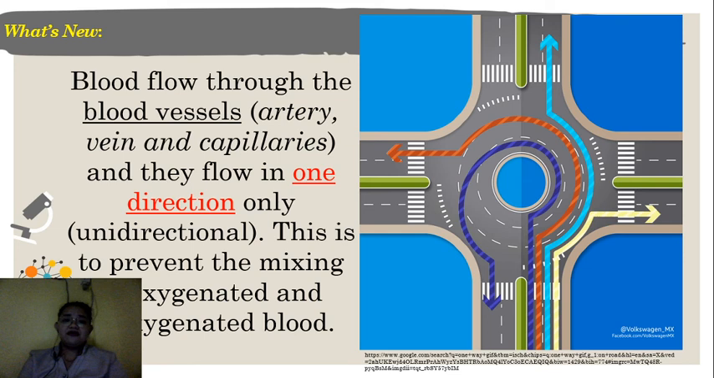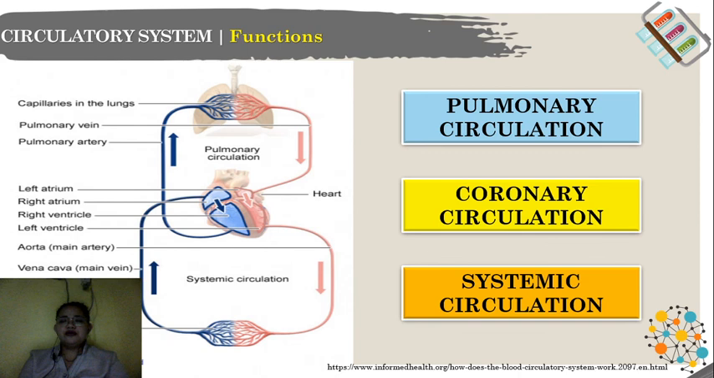Okay, so ano ba yung types ng circulation na meron tayo? Kapag ang circulation mo is from the heart papunta sa lungs, ang tawag doon ay pulmonary circulation. Kapag ang movement naman ng blood is within the tissues of the heart, so sa puso lang, ang tawag doon ay coronary. Pag mula sa puso hanggang doon sa buong katawan, except for the lungs, ang tawag doon ay systemic circulation.